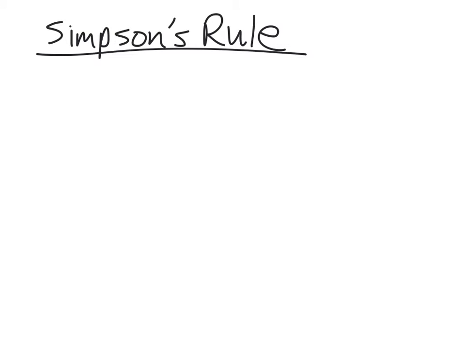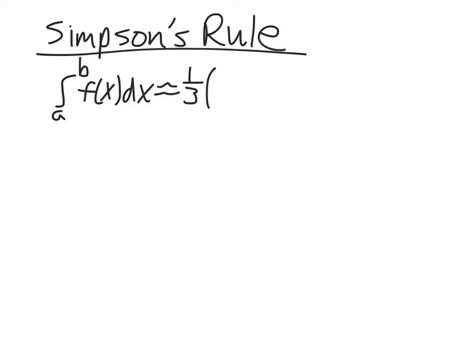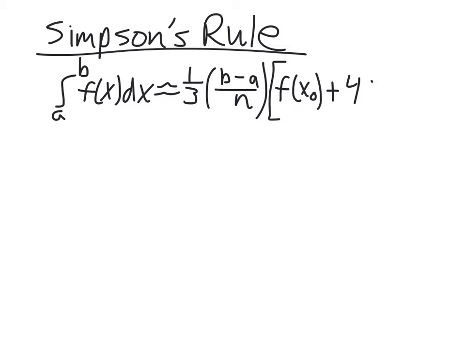Okay. And we'll go ahead and write what's called Simpson's rule. We can say the definite integral from a to b of f of x dx is approximated by 1/3 times the quantity of b minus a over n times f of x sub 0 plus 4 times f of x sub 1 plus, well, in the idea of the area under the parabola, this would be plus 1 of f of x sub 2.